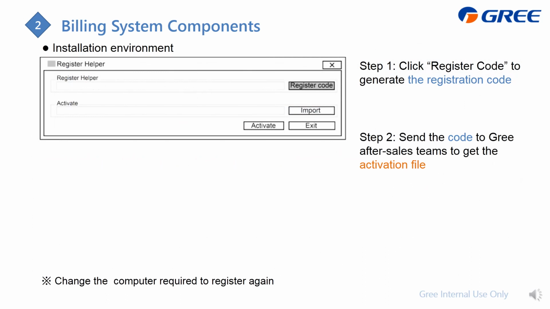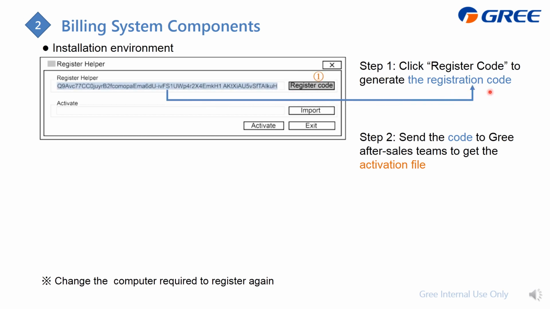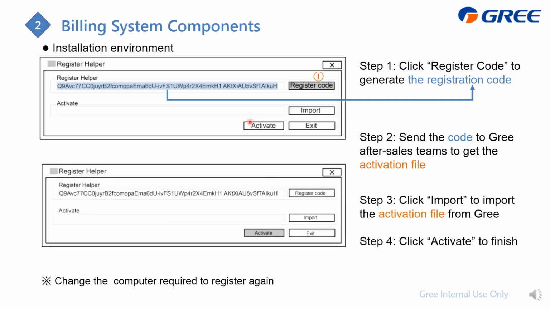After that is to register. Just turn on this program. Step 1 is to click here to get the registration code. This code is different for each computer, which means if you change the computer, you need to register again. Step 2 is to send this code to the Gree After Sales team to get the activation file. Then at step 3, just input it and click activate. So the registration is finished.